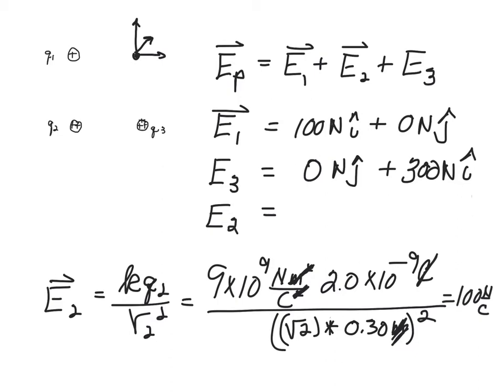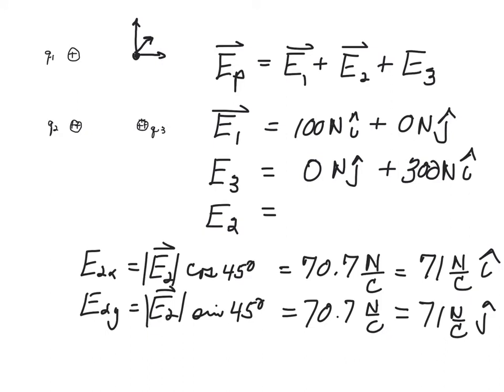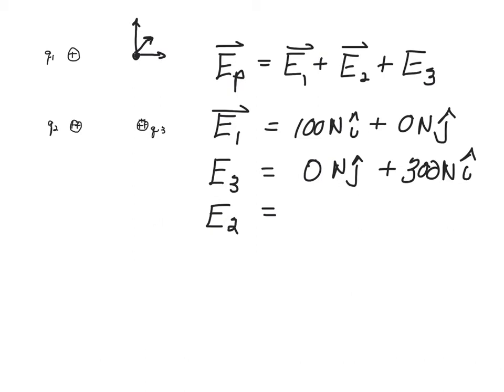But now the angle is 45 degrees. So let me make some space. We have the magnitude of E2 is 100. I didn't put the numbers down. This is 100 newtons per coulomb. And the cosine of 45 and sine of 45 are the same. So we get these values for the components. It's 45 degrees, so the components in the x and y direction are equal because the sine and cosine of 45 degrees are equal. So we can put that for E2.